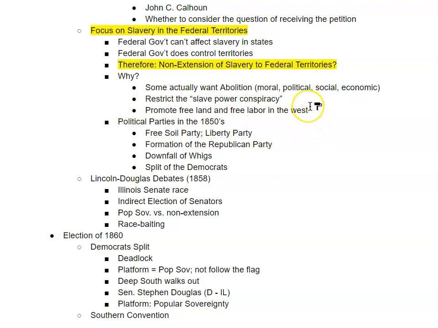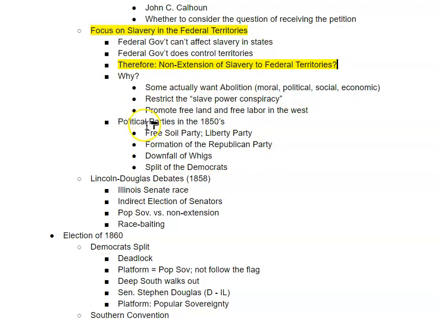Probably the biggest chunk of Republicans that want non-extension want to promote free land and free labor because they believed it was good for northern whites, and they weren't necessarily on a crusade to help African Americans, or people who were in slavery. They wanted to promote free land and free labor for whites in the West. In the 1850s, you had some evolution in political parties.